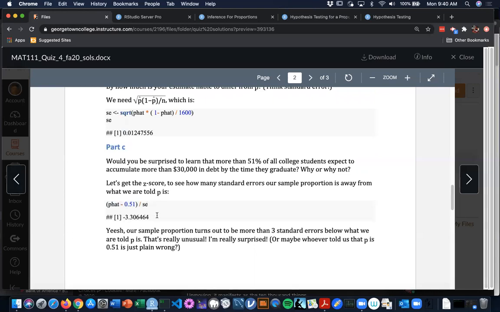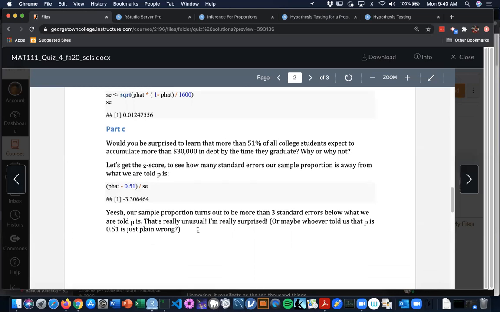And it was a lot away. It was 3.3 standard errors below 0.51. Remember, our criterion for unusual is to have a z-score that is bigger than 2 or less than -2. More than 2 standard errors away. Not more than 1 standard error away. A lot of people were saying it was not a lot. Some people were saying it's surprising because 46% was more than 1 standard error away from 51%. It is more than 1 standard error away, but that isn't quite enough to get you to be surprising. Remember, our agreement is 2 standard errors.